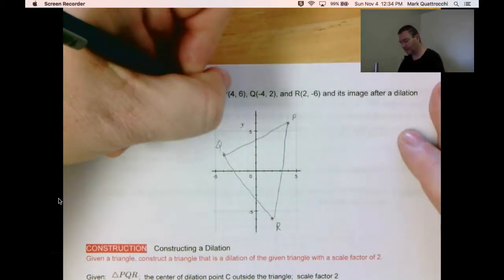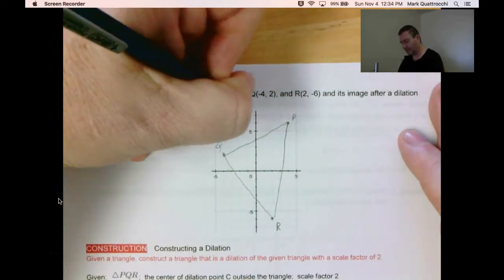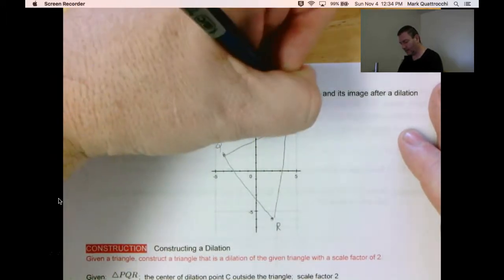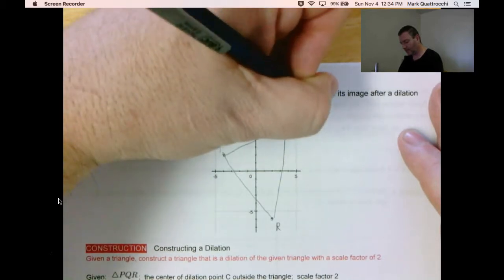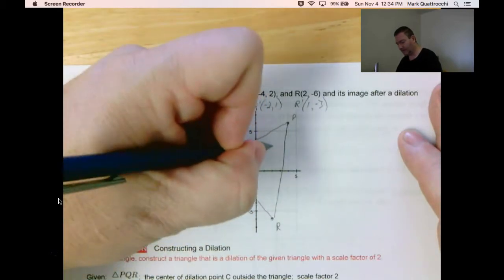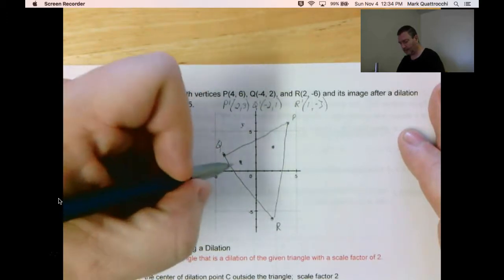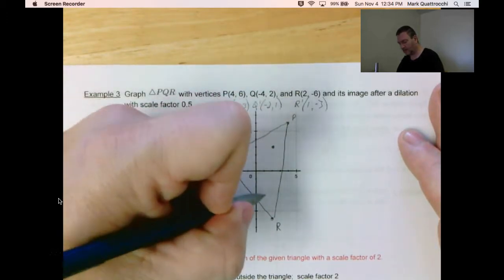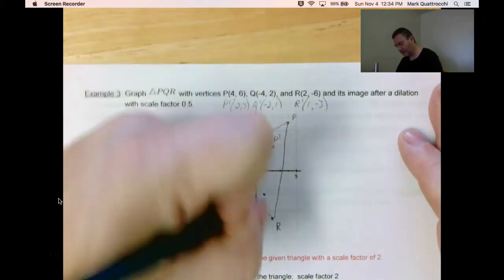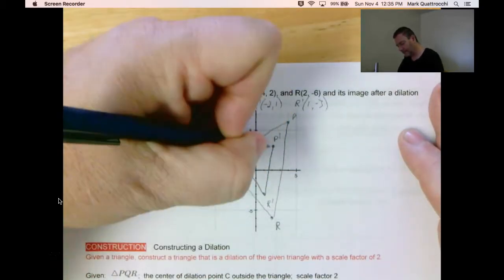And let's find the coordinates for P prime. Multiply by 0.5, 2, 3. Q prime, -2, 1. R prime, 1, -3. Plot these 3 points, 2, 3, -2, 1, and 1, -3, giving us P prime, Q prime, R prime, and there's our new triangle.